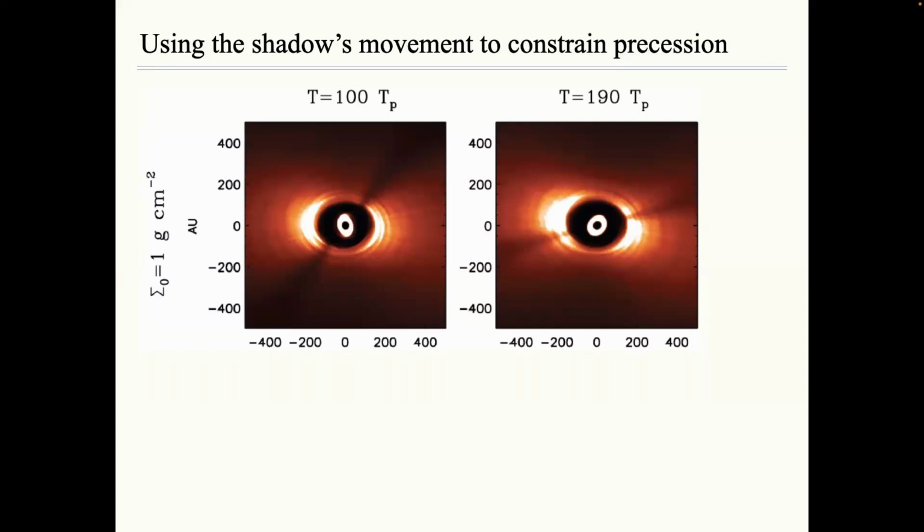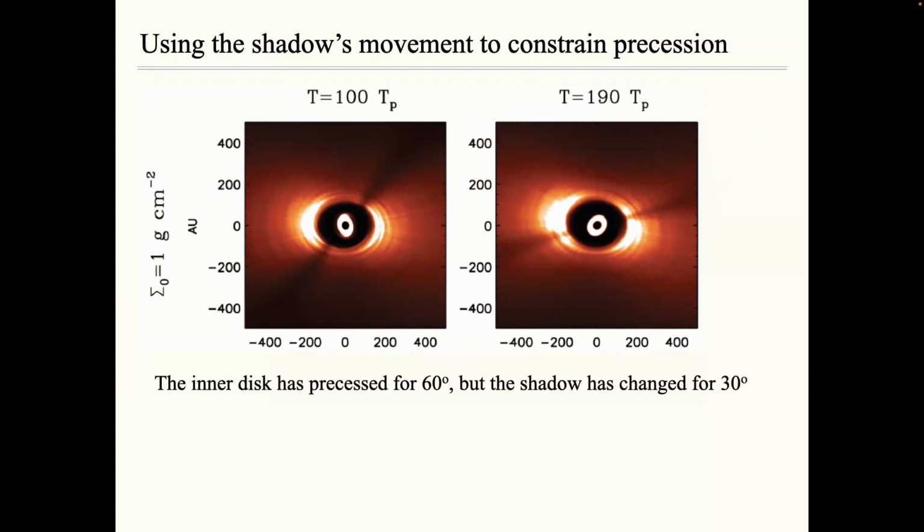When the inner disk precesses, then the shadows should also precess around the outer disk. In this animation, the inner disk has precessed 60 degrees, while the shadow only changed 30 degrees. So the shadow does not move at the same speed as the inner disk. And this is a geometric effect.